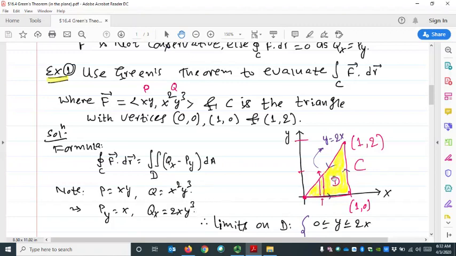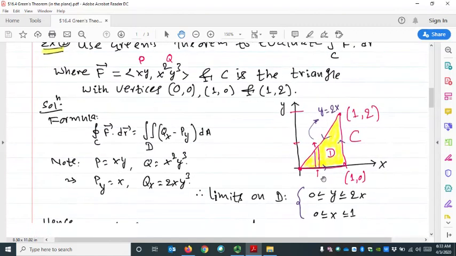And here is the domain. So let's describe this domain as vertically simple. Draw a vertical slice, then the y limits are given by the x-axis, so y equals 0 is our lower bound for y, and the upper bound for y is this line. This line is simply y equals 2x. We can easily find the equation of this line. One point is (0, 0), another point is (1, 2).